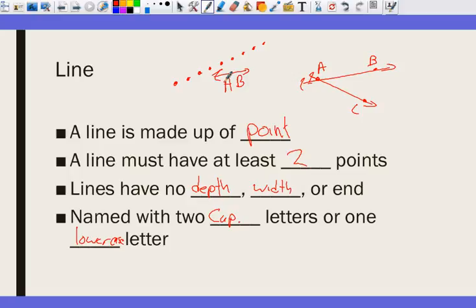How would we name this one right here? Both work. You can name this one also BA, this one CA. All of those work.